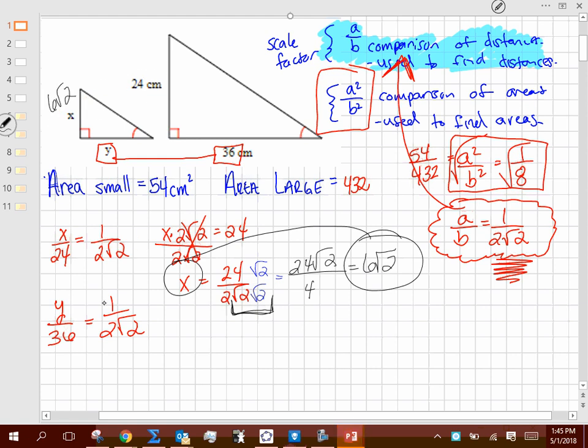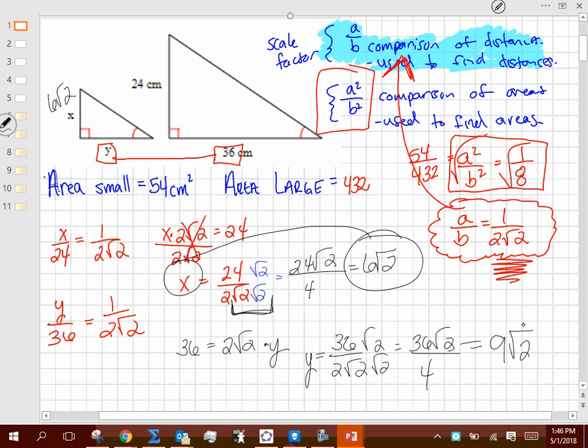Now we'll go through the same work to find Y. So I get 36 is equal to 2 radical 2 times Y. I'll divide both sides by 2 radical 2, which gives me that. Rationalize again. Get 36 radical 2 all over 4. What's 36 divided by 4? I'll go with 9 this time. So there's my Y, 9 radical 2.